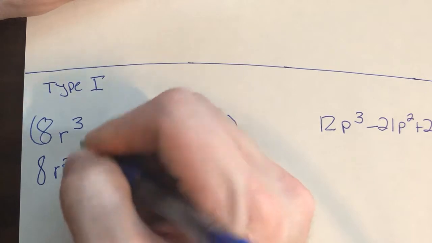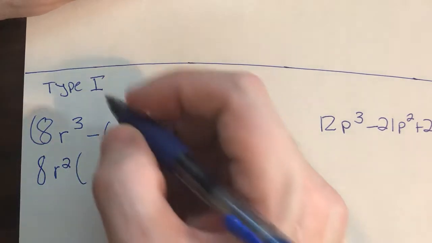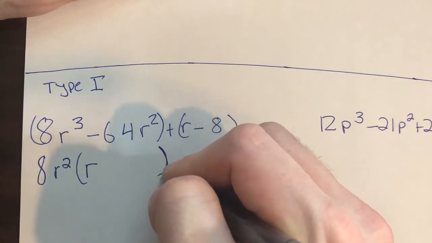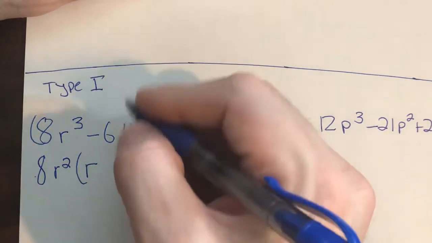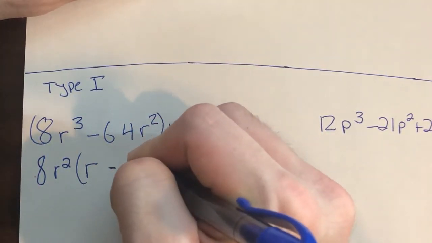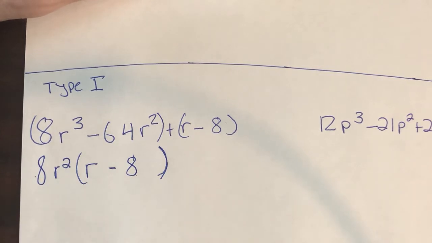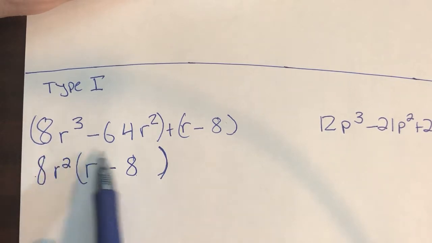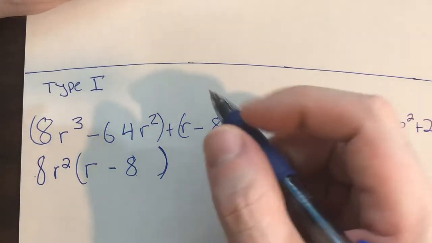What do I need to multiply this by to get 8r cubed? All I have to multiply this by is r, and you can see if you distribute it, 8r squared times r is 8r cubed. Now I'm going to do a similar thing here. What times 8r squared is 64r squared? If I multiply by negative 8, 8 times negative 8 is negative 64, and I don't need an additional r because I already have the r squared. 8r squared times negative 8 is negative 64r squared. So I've actually given myself more parentheses than I need.